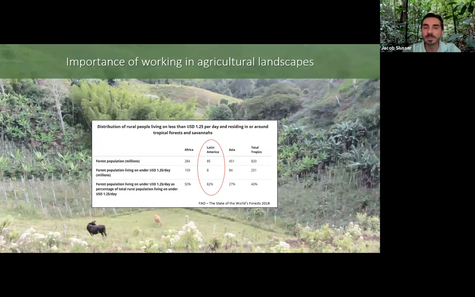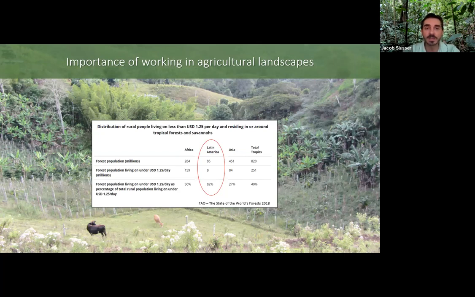So in these mosaic or agricultural landscapes, as I've mentioned, smallholder farmers play an unquestionable role in agricultural production, but also food security, and more generally in the economic development of the region. And again, utilizing FLR as a tool for rural development is really important in Latin America.